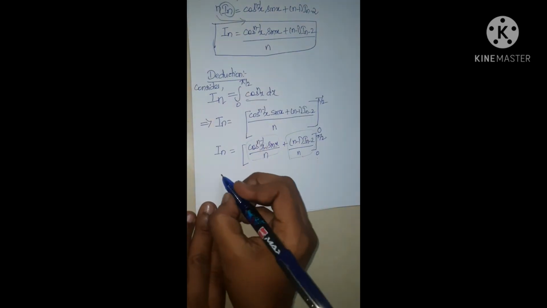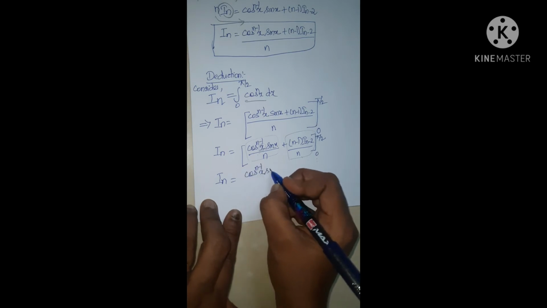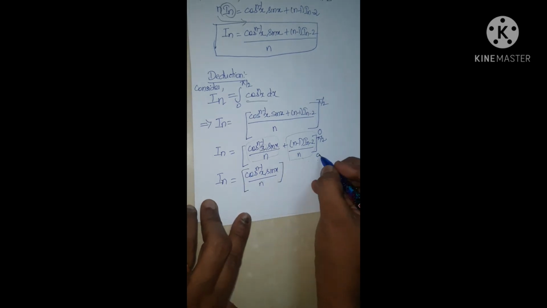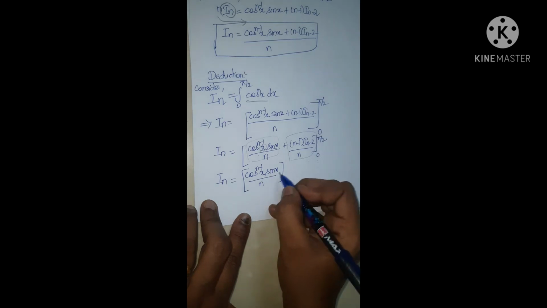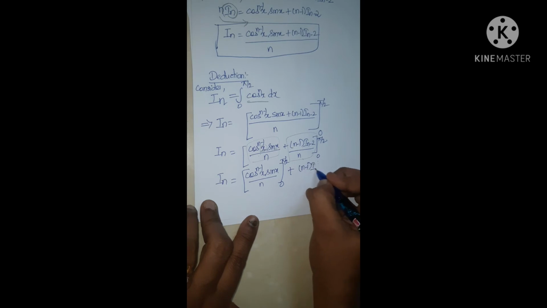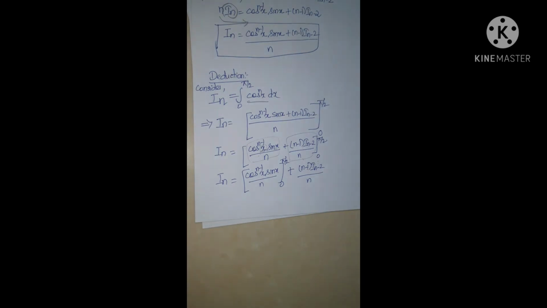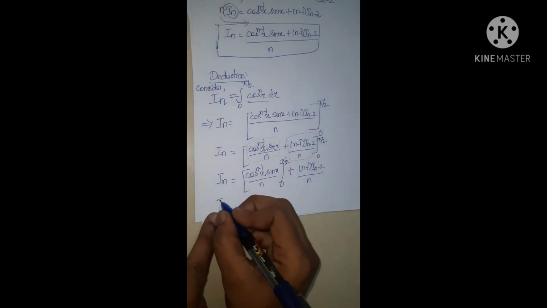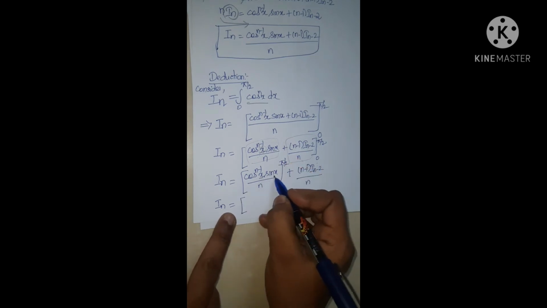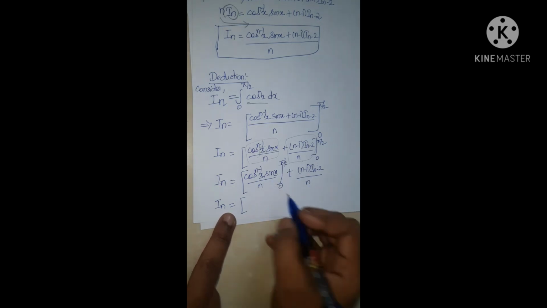So this will give us I_n = cos^(n-1)x sin x / n. Because the function x is present, limits are allowed to be substituted only for that function. We have the second part separately: plus (n-1)/n I_(n-2) has no function x in it, so we cannot apply the limit. So now the next point: how to substitute the limit? In the place of x, upper limit minus lower limit. Only in the place of x we have to substitute.